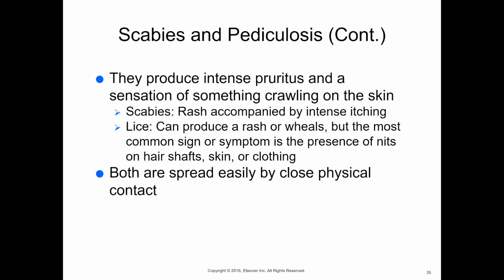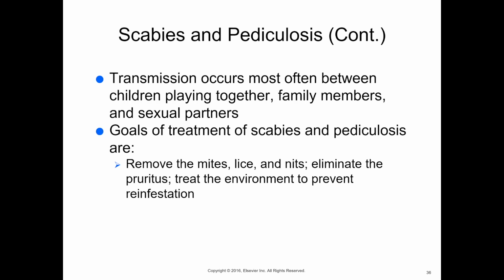Most common symptom you're going to see, though, is an intense pruritus and sensation of stuff crawling on the skin, because there literally is a parasite crawling on your skin. Scabies tend to have a much more intense type of itch, whereas lice tend to develop a rash, and you might see things like nits on clothing. They're just spread by close physical contact, so it's important to remain separated from people with these conditions.